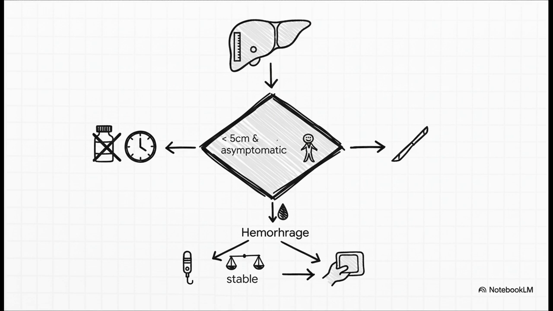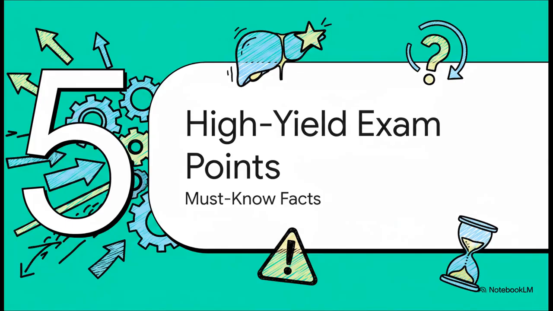Now, what if it bleeds? Well, in that worst-case scenario, if the patient is unstable, we're going straight to the OR for a laparotomy and packing. If they're stable, we have a little more time, so we can opt for embolization first, followed by a planned resection later on. All right, doctor, you're doing very well.